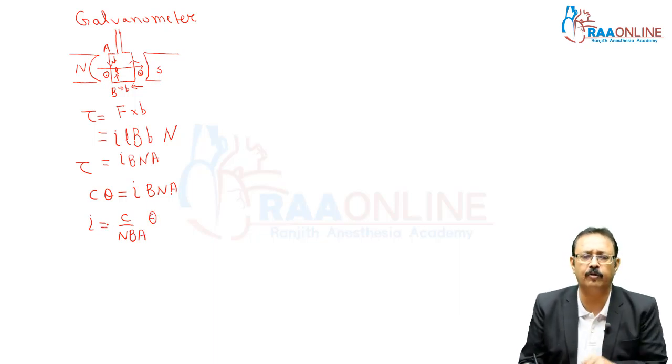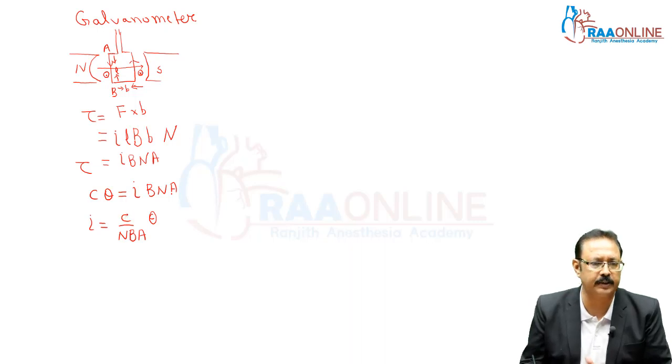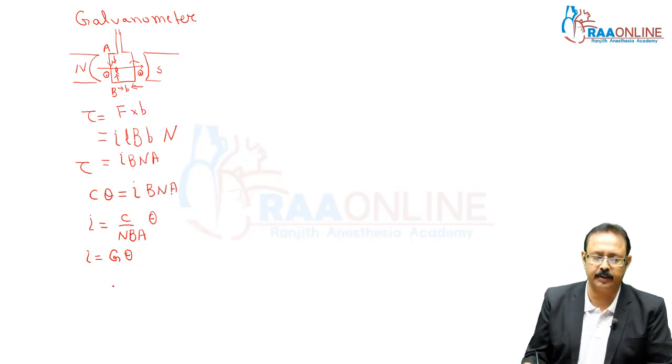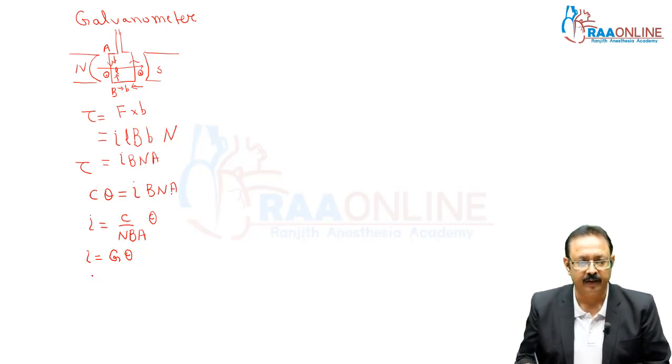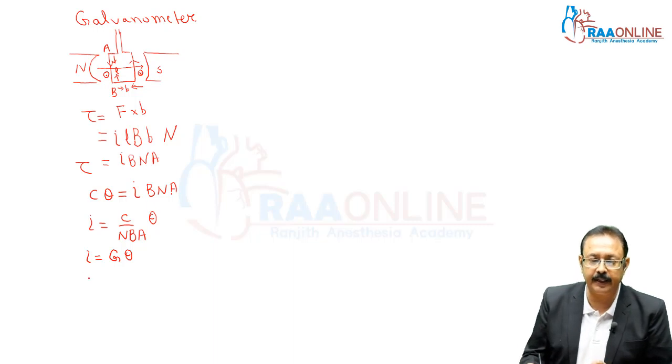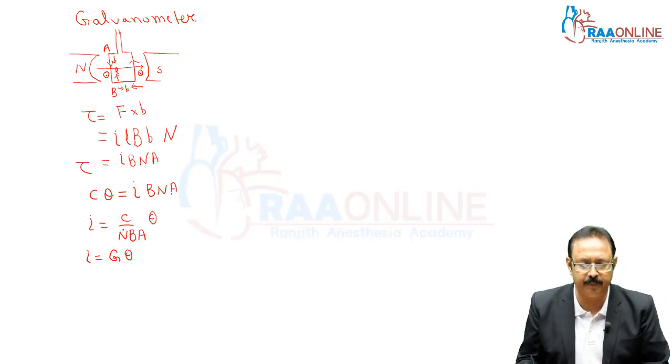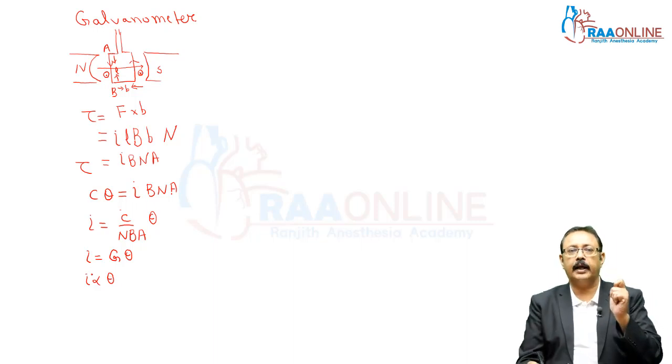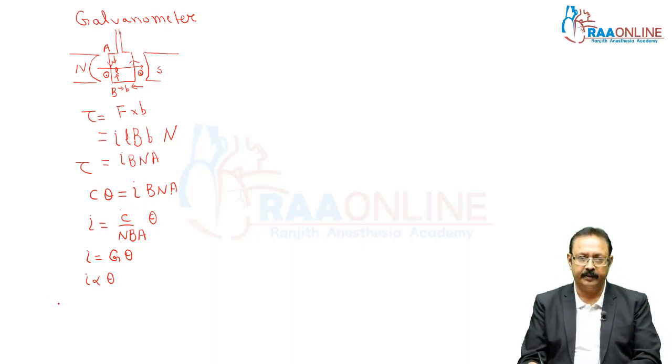Since for a given galvanometer the wire is fixed, C is constant, N is constant, B is constant, A is constant. So this is known as the galvanometer constant. What is it known as? The galvanometer constant G. And we can write that C upon N B A is the galvanometer constant. So I is proportional to theta. With the help of theta, you can calculate the strength of current.